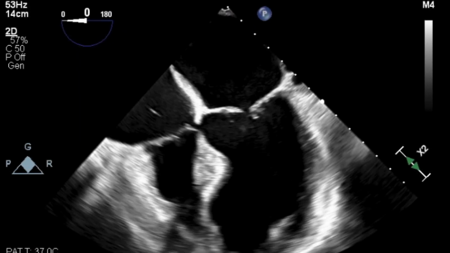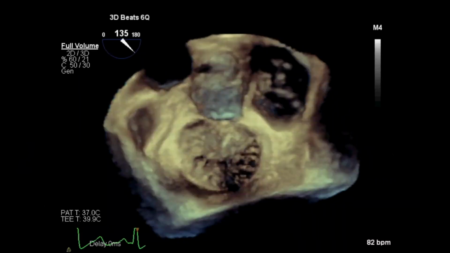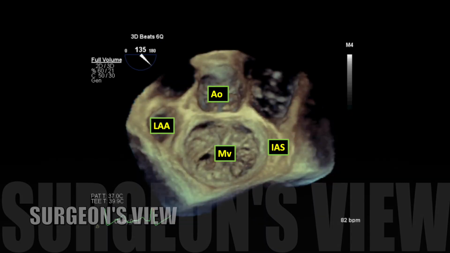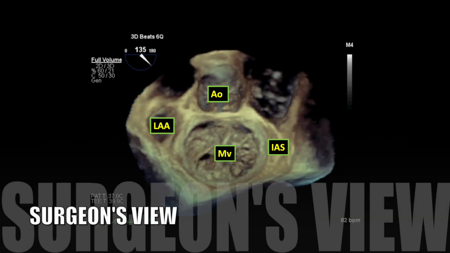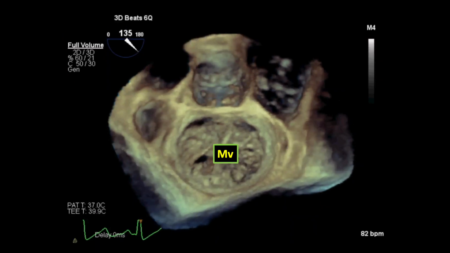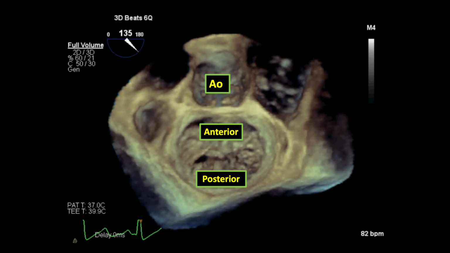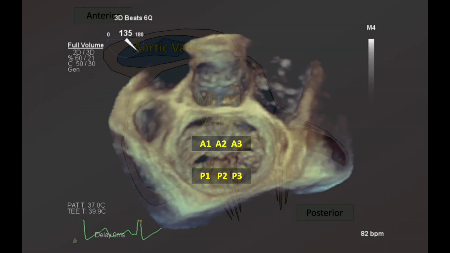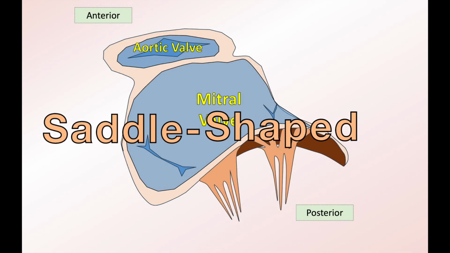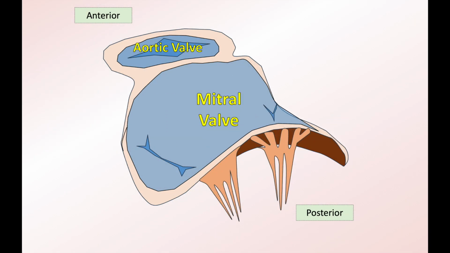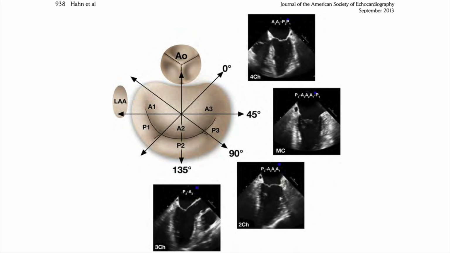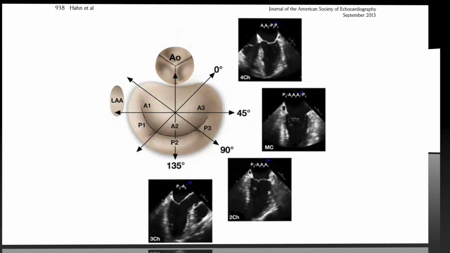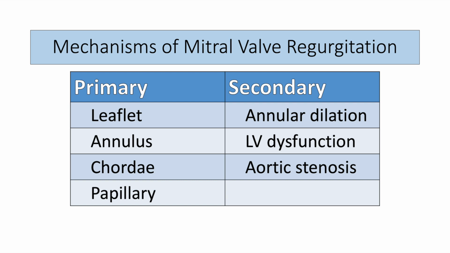So, the mitral valve has a complex anatomy, and in 3D TEE, we orient ourselves in the surgeon's view where the aortic valve is anterior to the mitral valve. We appreciate the valve's anterior and posterior leaflets, with each housing three segments, A1, A2, A3, and P1, P2, P3. The whole structure is also saddle-shaped, and in 2D you can appreciate how the valve's appearance changes with changes in the omniplane angle. With this in mind, it is important to identify the mechanism of mitral regurgitation.